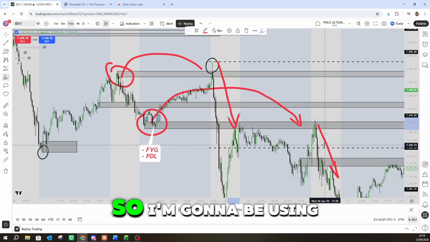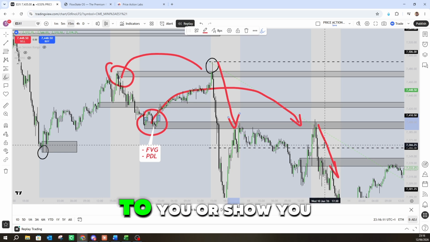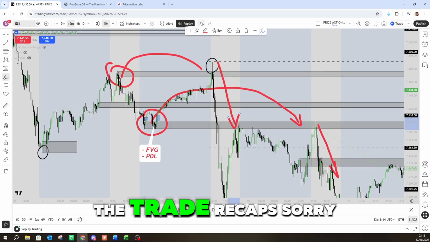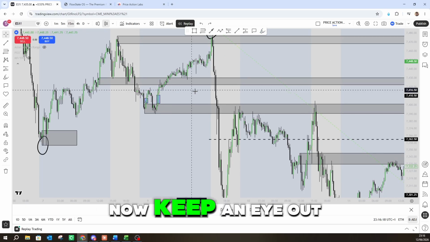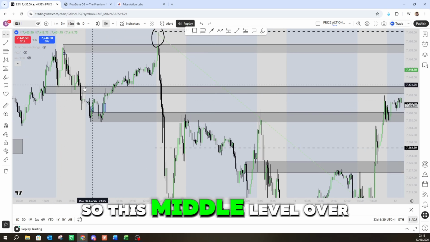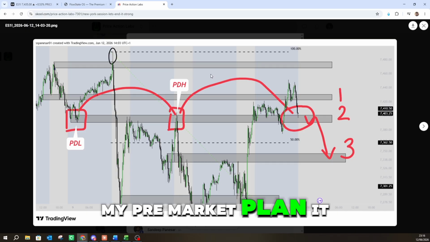Follow-through. I'm going to be using this trade recap as an opportunity to show you where the trade follow-throughs are. Now, keep an eye out on this level, this middle level over here. So now if we go to Friday, my pre-market plan looked something like this.